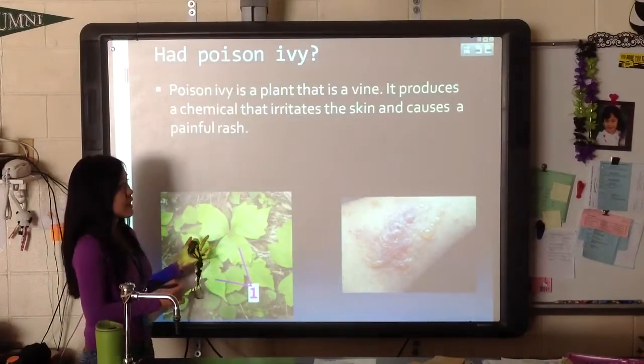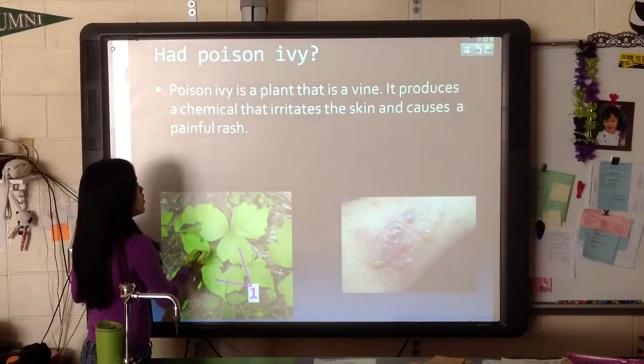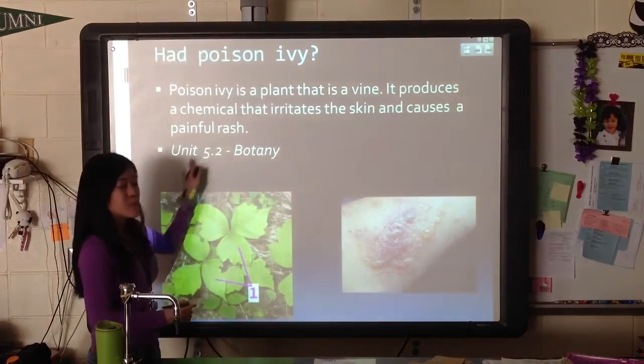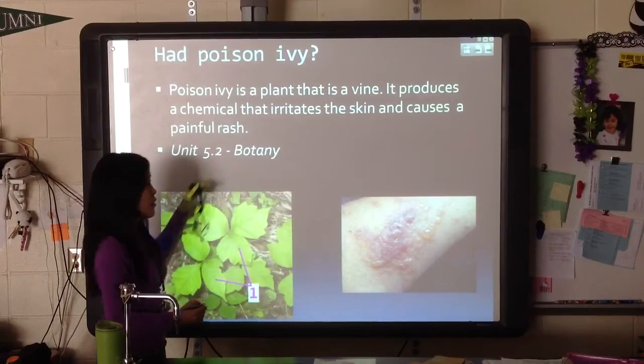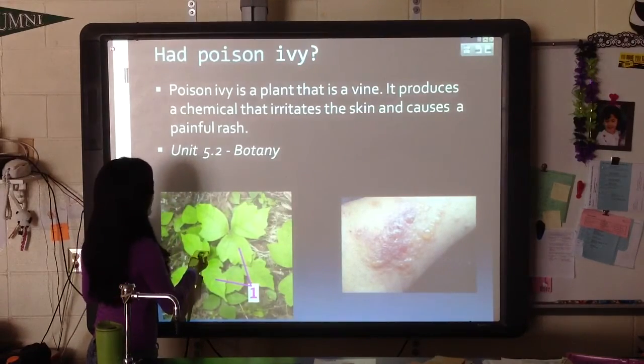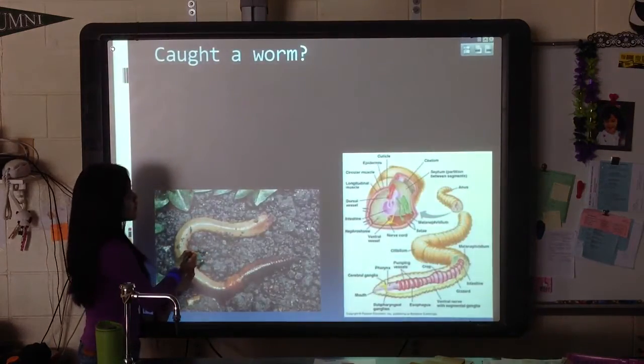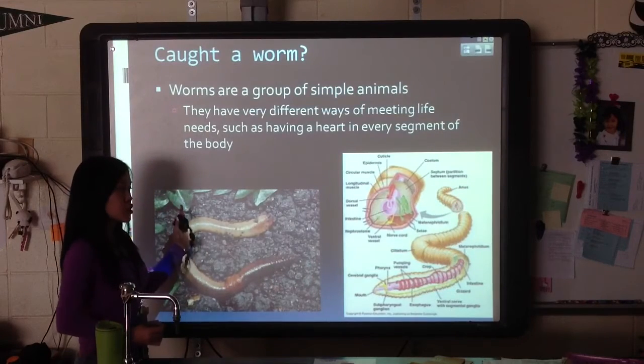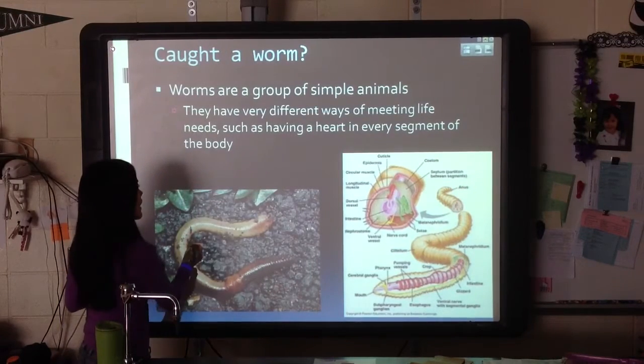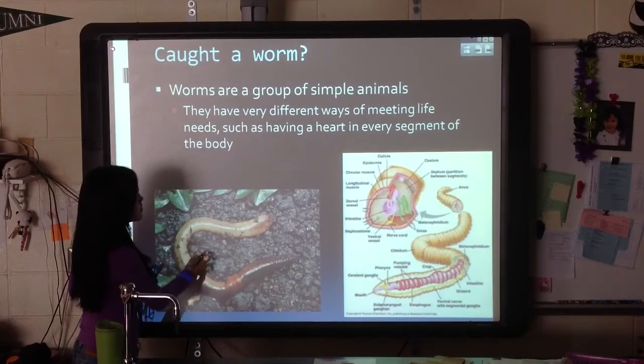Have you ever had poison ivy? Okay. And this we'll be talking about when we talk about plants and how they can adapt to their environment. Have you ever caught a worm? Well, we'll be actually talking about different systems in animals, and worms will be one of those systems.